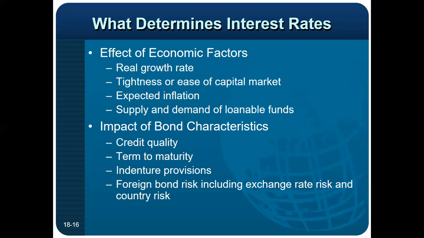Okay. Second is term to maturity, which depends on how long the maturity is. Then the indenture provisions, and foreign bond risk, including exchange rate risk and country risk. So you look at the risk associated with the bond. If the bond is a foreign bond, we look at the country and its political situation. All those things will impact the price of the bond.